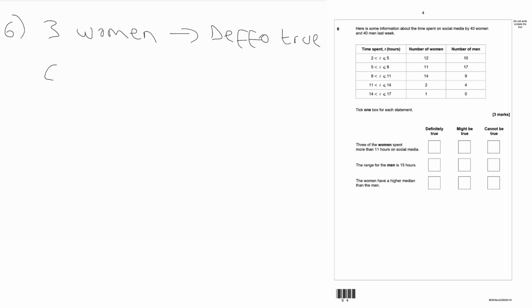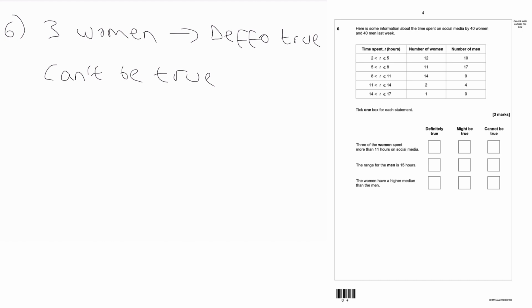And there were no men for the highest interval bracket here. So the next highest interval bracket where there were men within the interval was greater than 11 and equal to or less than 14. So the highest value they could have theoretically had would have been 14. So this would give us a maximum range of just below 12 hours. So this cannot be true.